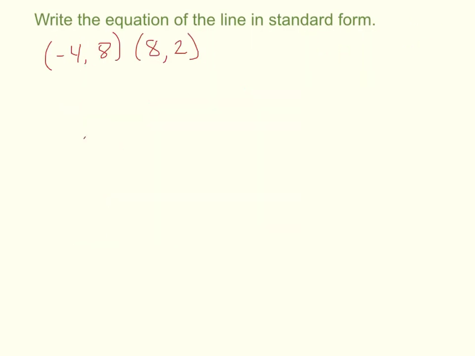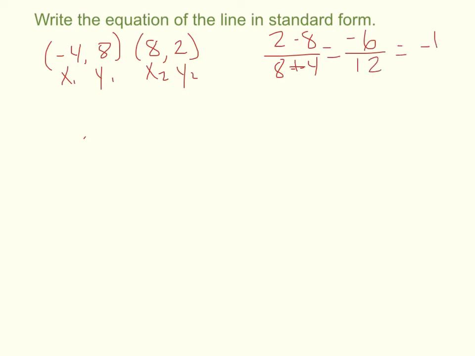All right, last one. Again, we don't have the slope, so we have x1, y1, x2, y2. So 2 minus 8 over 8 minus negative 4, which is plus 4. So you have negative 6 over 12. If you simplify that, that's negative 1 over 2. So my m, or my slope, is negative 1 over 2. So I have y minus y1, which is 8, equals negative 1 over 2 times x minus, now x1 is negative 4, so minus negative 4, which is plus 4.